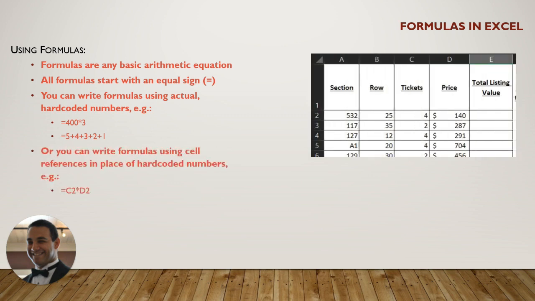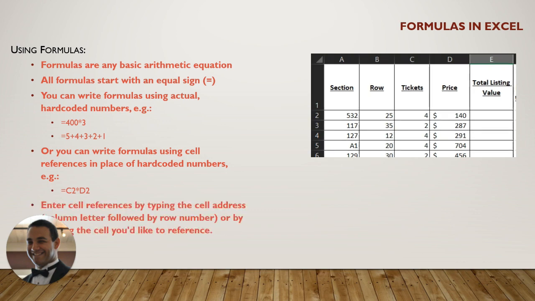You can also write formulas using cell references in place of hard-coded numbers. For example, here you can type equals C2 times D2, and it'll multiply the values in those two cells. You can also click on the cells rather than typing the cell reference, and they'll appear in your formula.